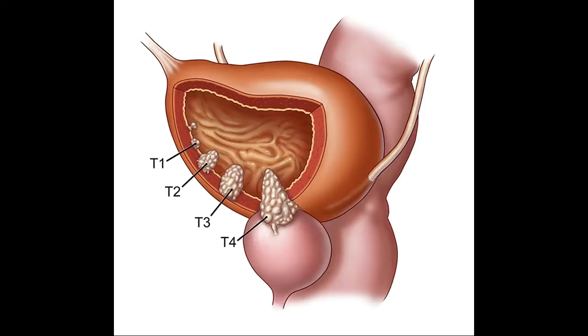Taking Aristolochia fangchi, a Chinese herb. Drinking water from a well that has high levels of arsenic. Drinking water that has been treated with chlorine. Having a history of bladder infections, including bladder infections caused by Schistosoma haematobium. Using urinary catheters for a long time.